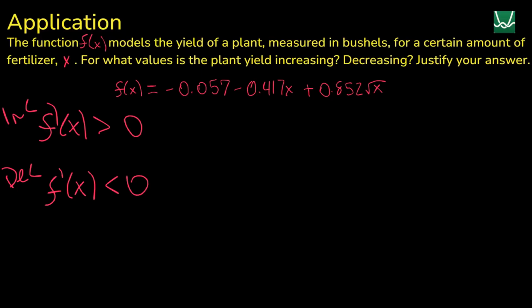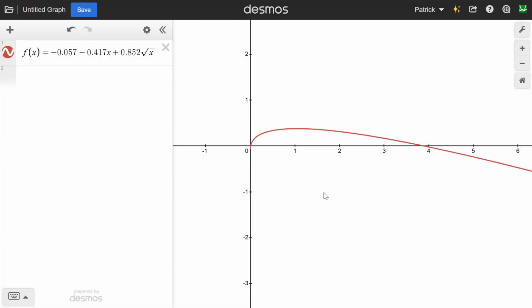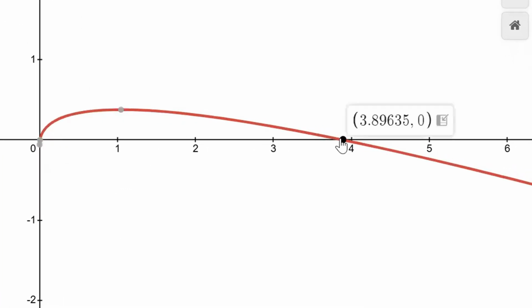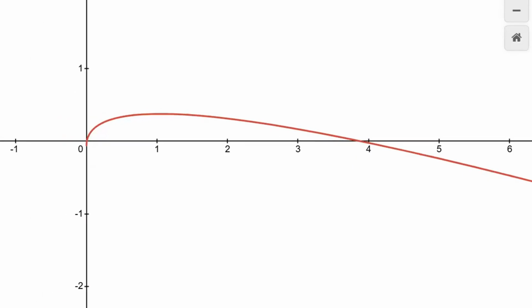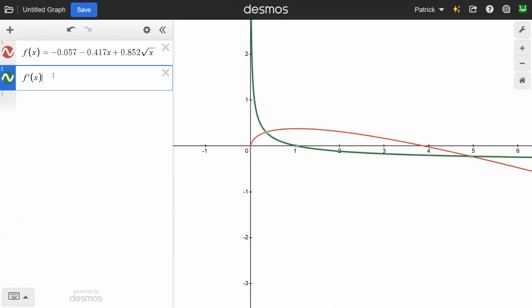Since we are allowed to use Desmos, we can do most of this in Desmos. So here we have the graph of the plant yield function. Now be careful here because it does change sign right here. And it would be tempting to say that it's positive before this and negative after, which is true about the function. But remember, this is the original function. In fact, for values after 3.896, this function doesn't make sense in the context because you can't have a negative plant yield. So what we could do, however, is graph the derivative.